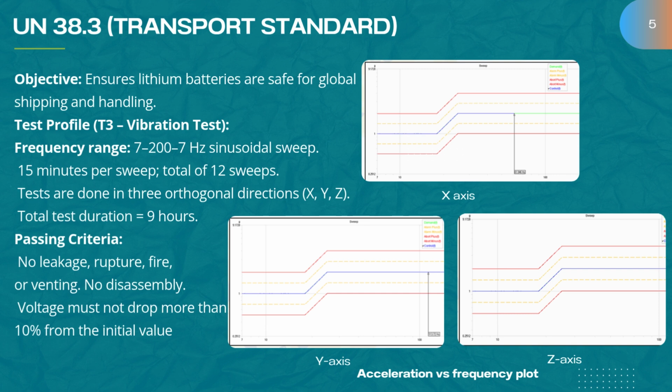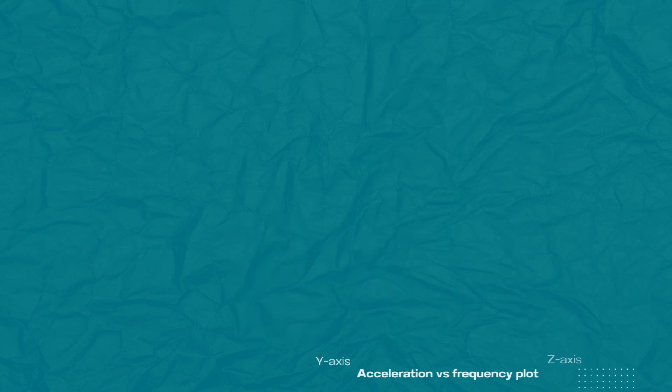As shown, it runs 15 minutes per sweep, 12 sweeps per axis, which totals to a 9-hour test across all axes. The battery should show no leakage, rupture, fire, or disassembly, and the voltage drop can't exceed 10% from the start value. You can also see the frequency versus acceleration plots for each axis in the slide.